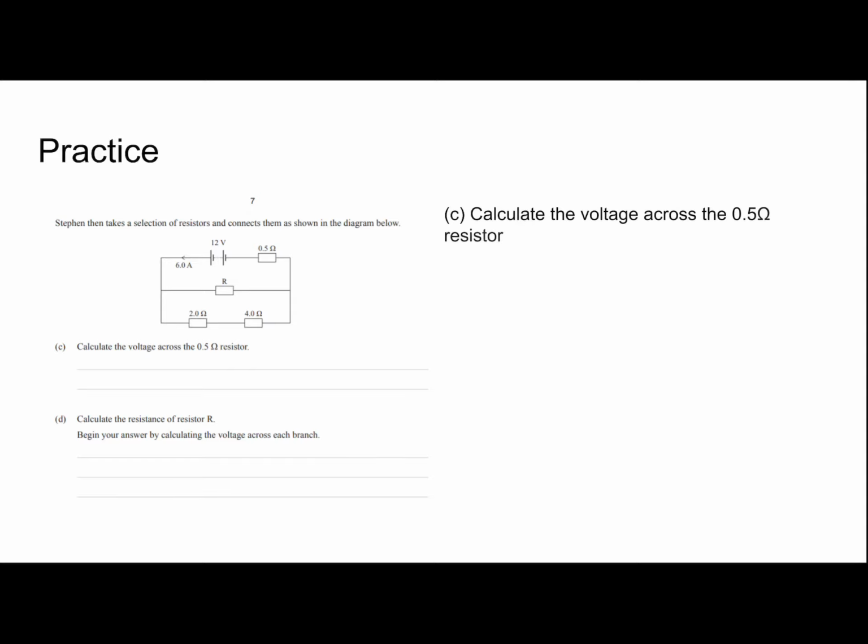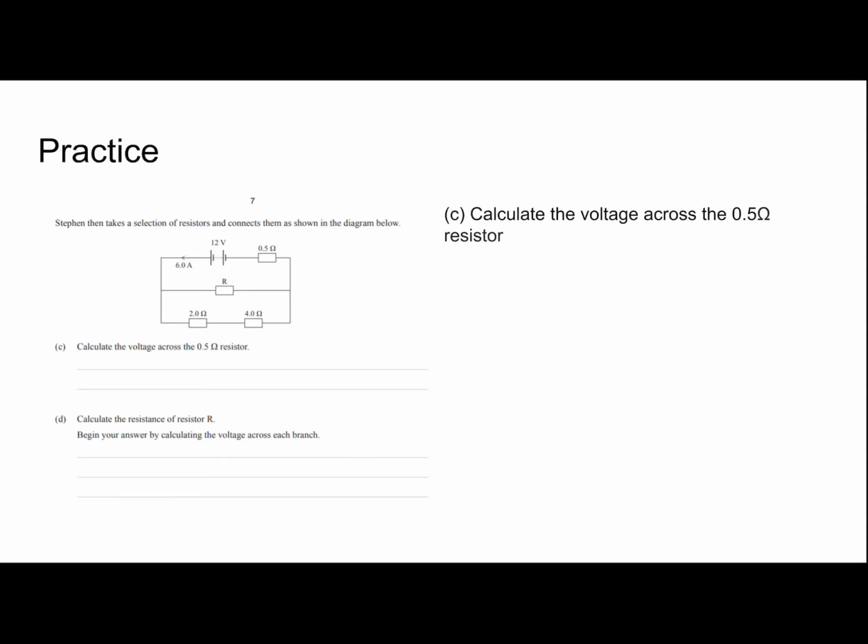Alright, so this is actually a pretty easy question, okay? As you can see, the 6 amps is flowing through and it's going to go through the 0.5 ohm resistor. And that's because the 0.5 ohm resistor is connected in series. And if they are in series, then therefore the current remains the same, and all 6 amps will flow through the 0.5 ohm resistor.